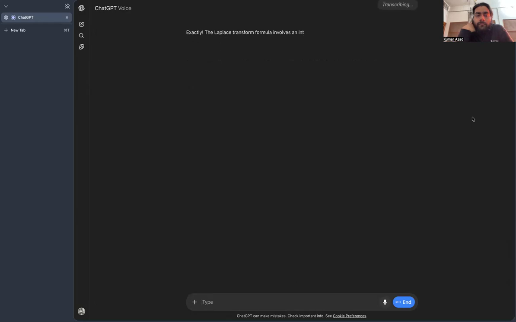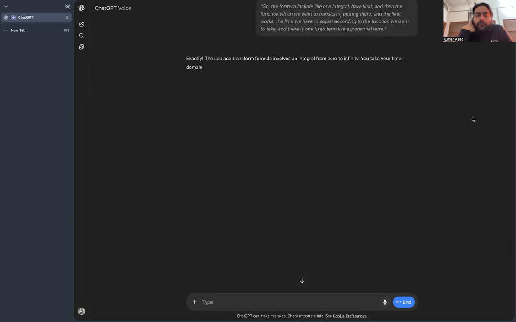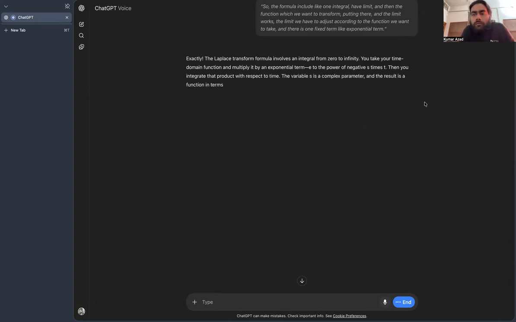Exactly. The Laplace transform formula involves an integral from 0 to infinity. You take your time domain function and multiply it by an exponential term, e to the power of negative s times t. Then you integrate that product with respect to time. The variable s is a complex parameter, and the result is a function in terms of s. The exponential ensures we capture how the function decays or grows.